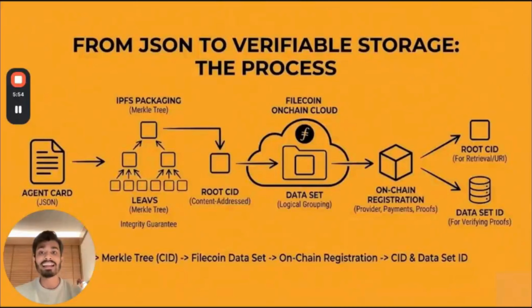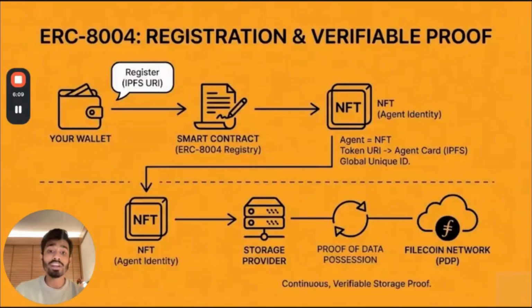The identity registry is an ERC-721 contract, which means it follows the NFT standard. When you register an agent, you mint a new token, where the token URI points to your agent card on IPFS. Your agent literally becomes an NFT with all the properties that implies. It can be owned, transferred, verified, and displayed in any wallet or marketplace that supports the standard.